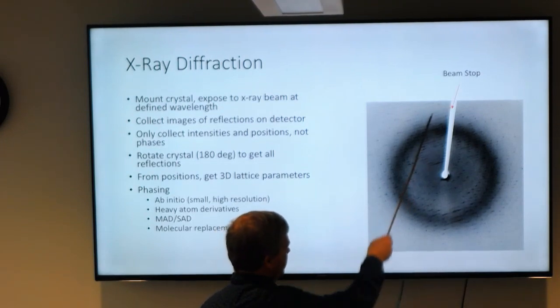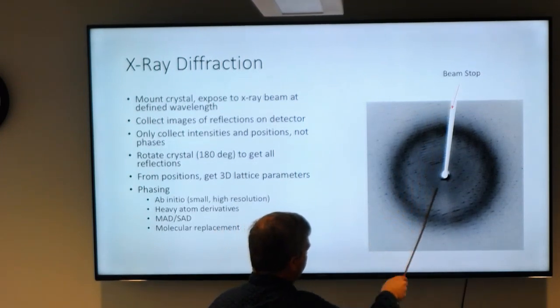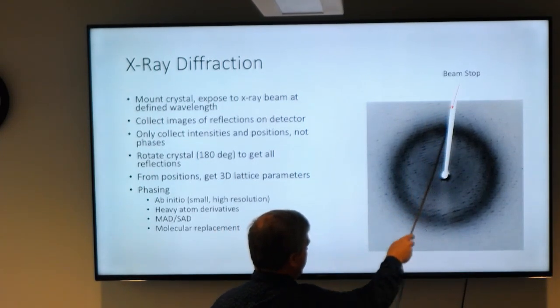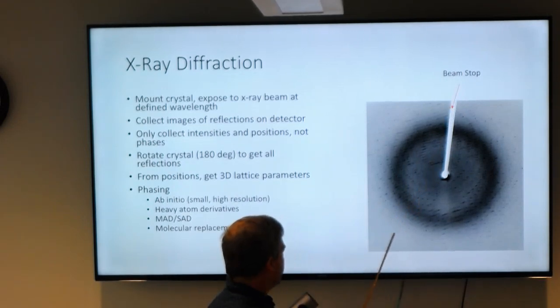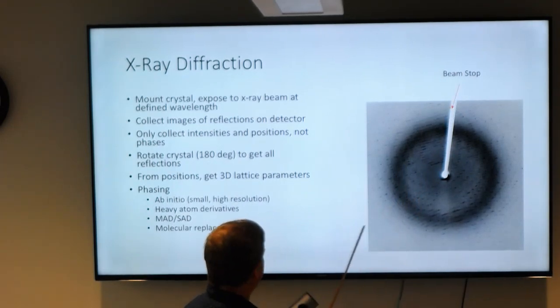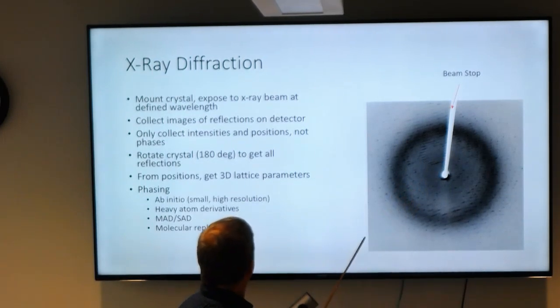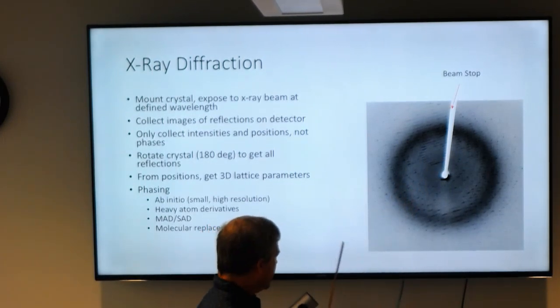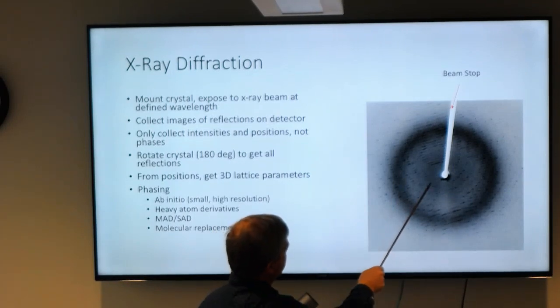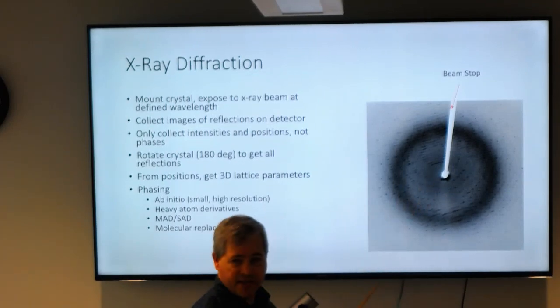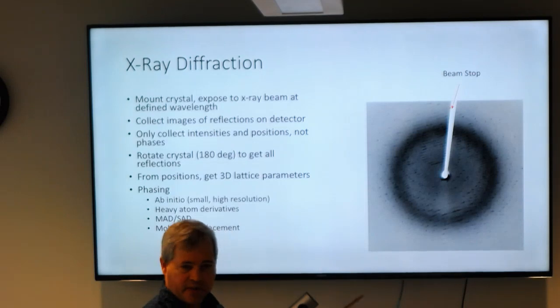And of course, it's being physically held, so you end up blocking out a little bit by the piece of metal that's holding it in place. And then what you get are all these little diffraction spots. What you collect are only the positions of the spots and their intensities. So you don't get the phase of it.